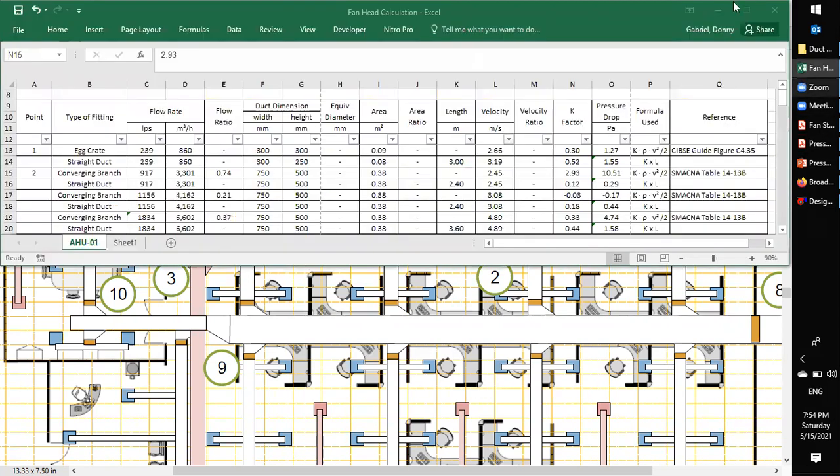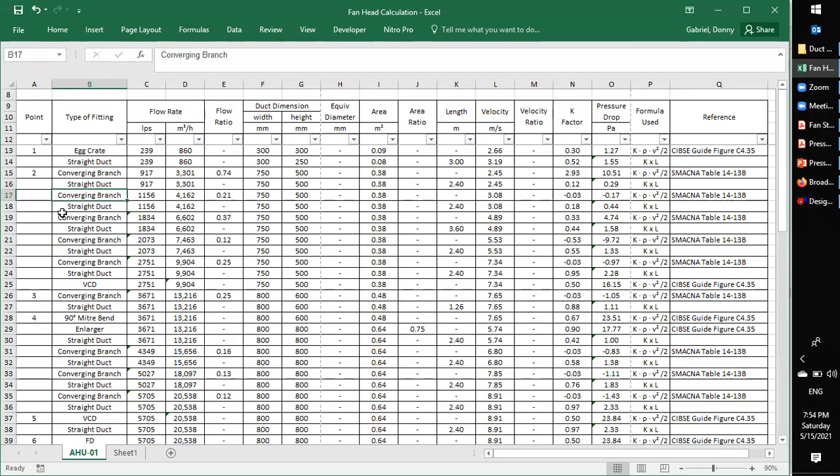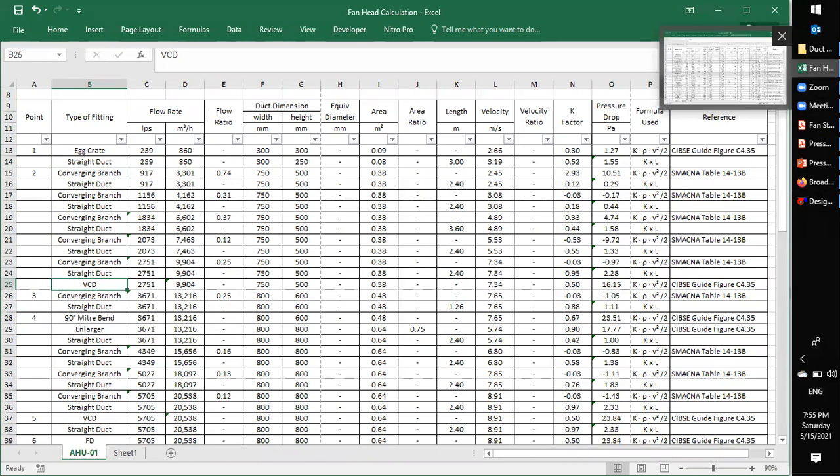In our Excel sheet there, 4 converging T's and 5 straight ducts. So we will repeat the process as we have made earlier from this tree. This tree, we calculated this one, and we'll be repeating the same thing up to here, straight duct, and then VCD. So now we're at 0.3 already.